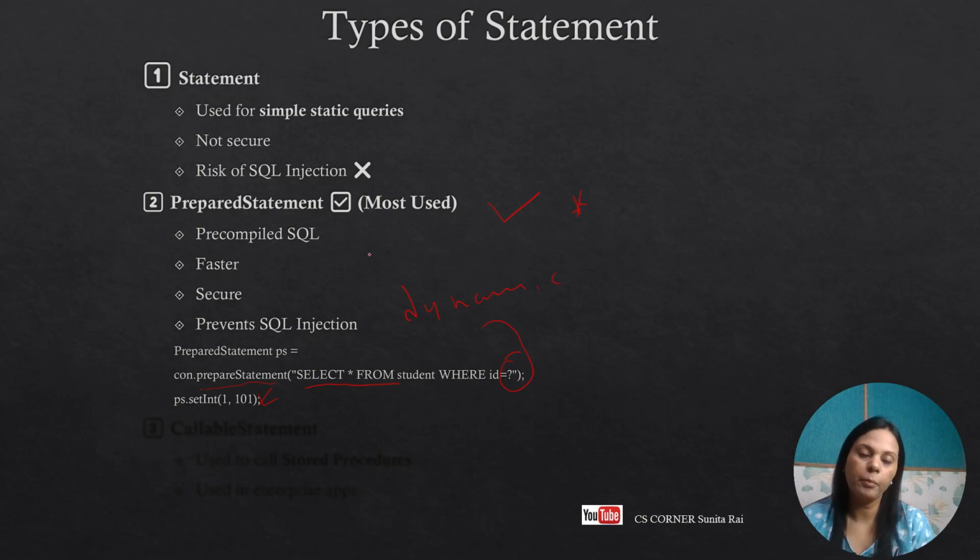PreparedStatement is mostly used, and it has a pre-compiled query. This query is compiled at compile time, not at runtime. Only the value is replaced at runtime. It is faster because half of the work is done during compilation time.